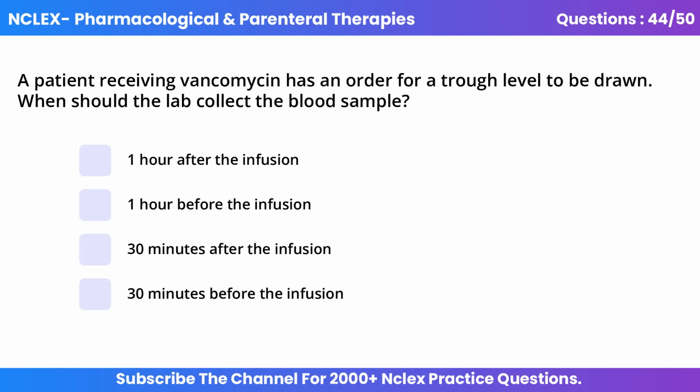Question 44. A patient receiving vancomycin has an order for a trough level to be drawn. When should the lab collect the blood sample?